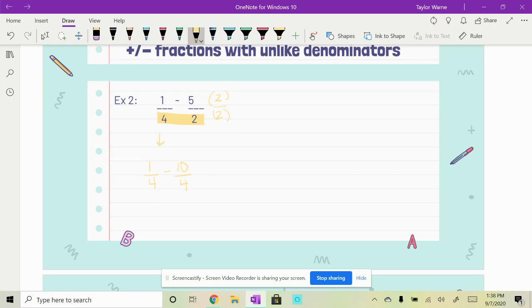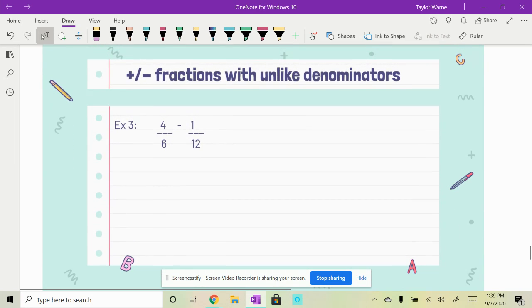So now we have 1 minus 10, which gives us a result of negative 9, divided by, keep our common denominator of 4. Again, this cannot be simplified any further, so negative 9 divided by 4 is my answer here.